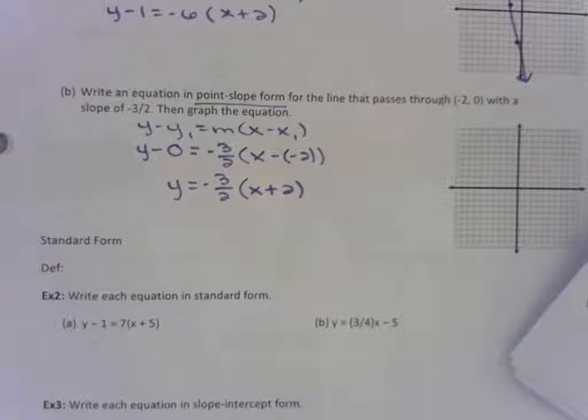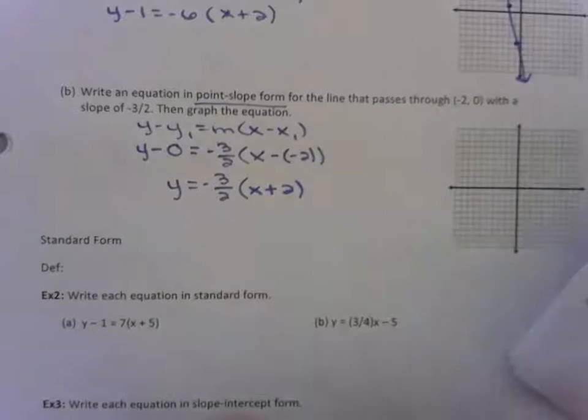Kind of. What could I do to get it in y equals mx plus b? And how would I do that? How would I get rid of the parentheses? Distribute. So I could distribute and get it in y equals mx plus b form, but it doesn't ask for that, so you don't have to do that. So this is fine. Now let's graph this.